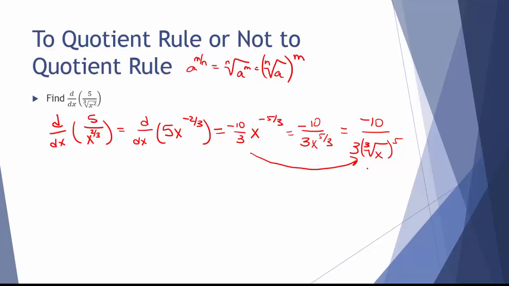When we start plugging numbers into these derivatives, we're going to need to know what it means to raise a number to the negative 5/3, for example. And all it means is to take the number, put it in the denominator, and then take the cube root of the number and raise it to the 5th power.